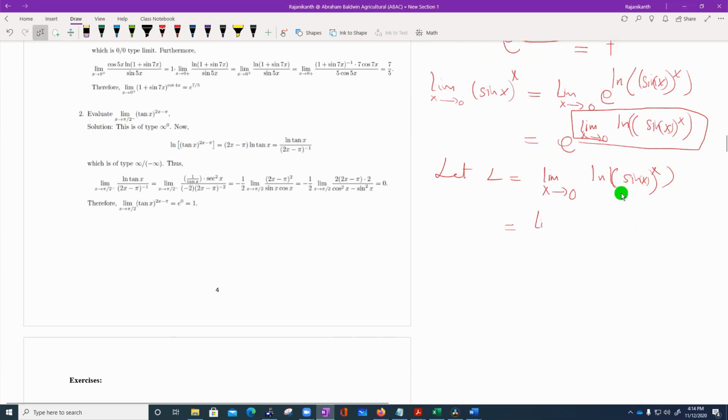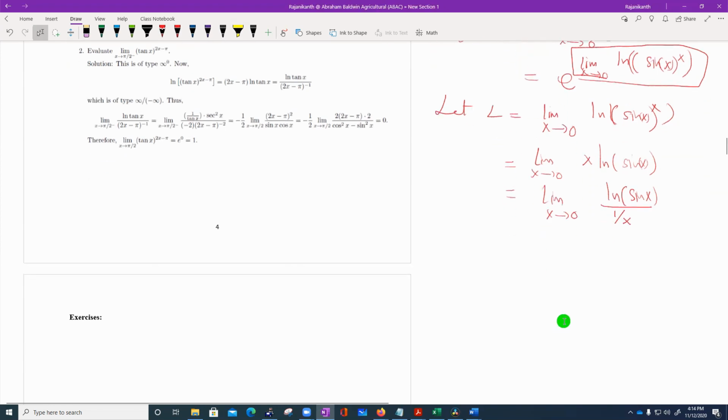This could be written as the limit as x goes to 0. This x could be pulled in front of the log. This is simply the log property. Okay, now this could be further written as ln sine x over, if you move this x to the denominator, 1 over x. You see? Okay, now plugging in the limit 0, what will you get? When x goes to 0, you will get sine 0. So you will get basically ln 0 over 1 over 0, which is infinity.